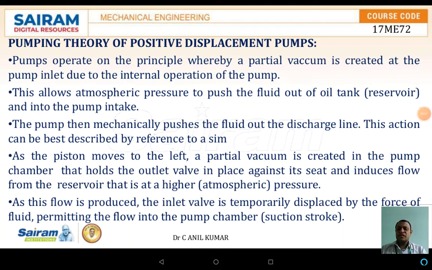Hello everyone. In this session, we will discuss the pump theory of the positive displacement pump and also the different types of pumps we use in fluid power systems. The first thing is the pump theory.